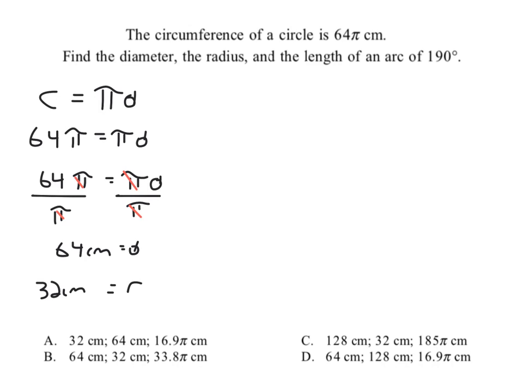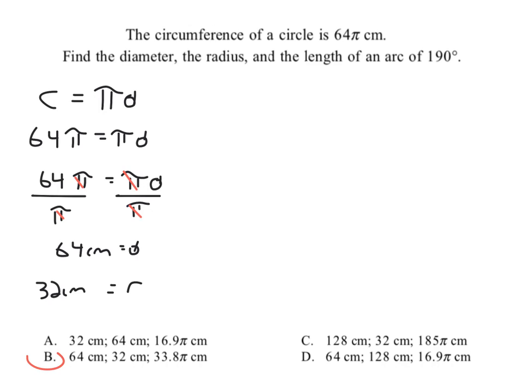And we already can see that they first asked for the diameter, so the first number should be 64. Then they asked for the radius, that should be 32. And that already looks like it's going to be B. But the question is, how do we then find an arc length of 190?